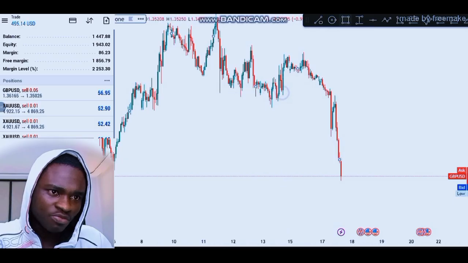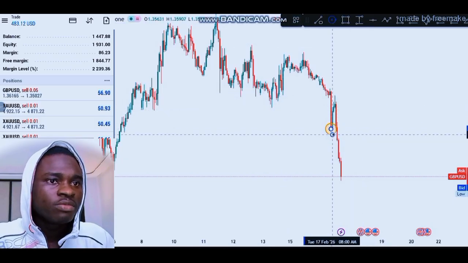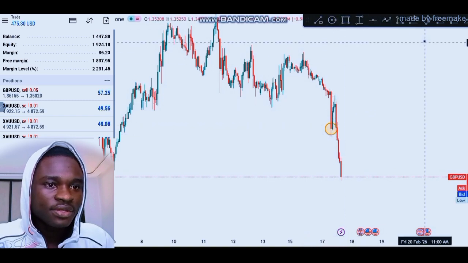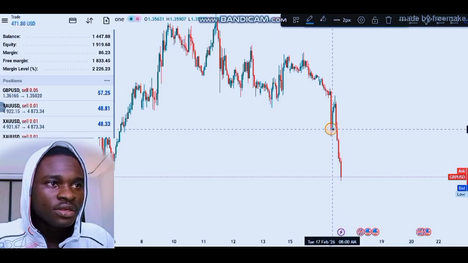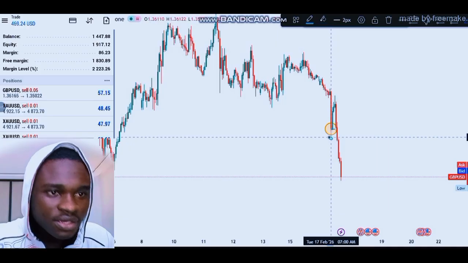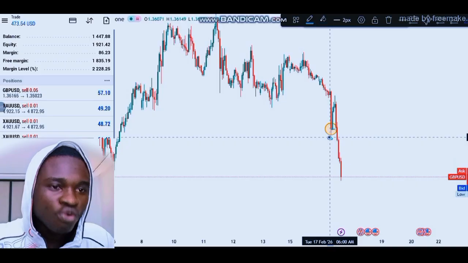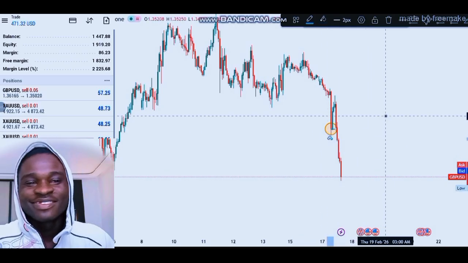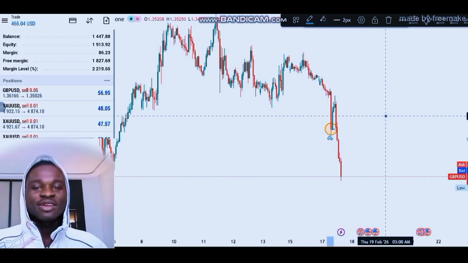Let me say I bought it over here, and then this little wick, you can see a little wick over here. Here was where I bought it, and then this little wick, I'll close my position because I don't want to see loss. I don't want to see any loss in my dashboard or in my trading history. No, you're gonna lose, bro.